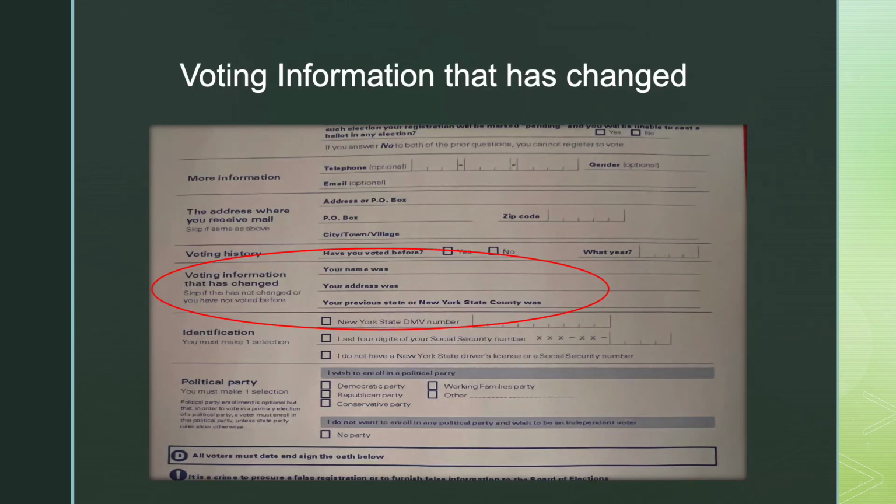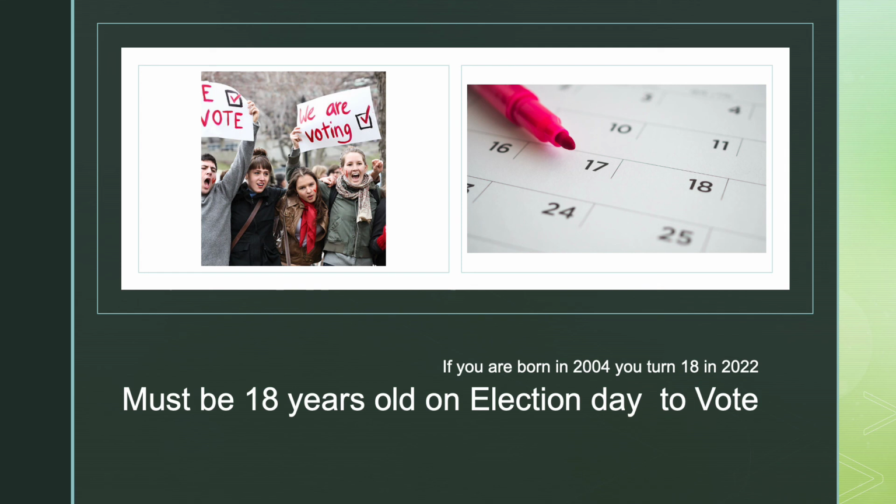Here are a few things to note. If the voter is voting affidavit because they are coming from another place in the state, it helps to make sure the section stating voting information that has changed is filled in because it will be easier for the Board of Elections to find them in the system. It's not required, but it is helpful. Keep an eye out that if a voter writes a birth date that is under 18, it will be accepted if they will be 18 on election day.